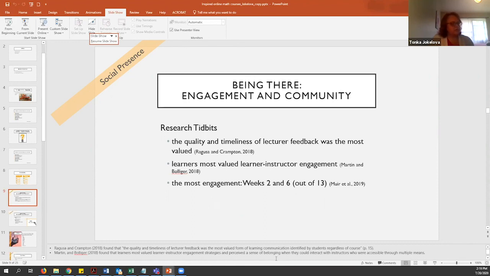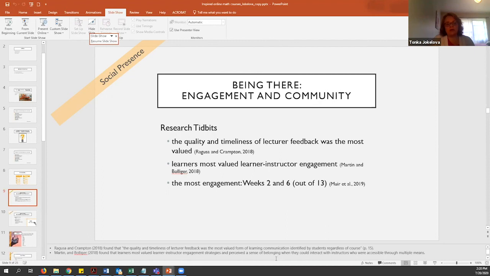And the second study that supports that, with a very similar statement, is from Martin and Bolivar in 2018. They're saying that learners most valued learner-instructor engagement strategies and perceived a sense of belonging when they could interact with instructors who were accessible through multiple means. So again, your relationship with your student is the number one thing that will make or break the student's experience in a regular online course, in a remote course, in coming into the fall and forward.